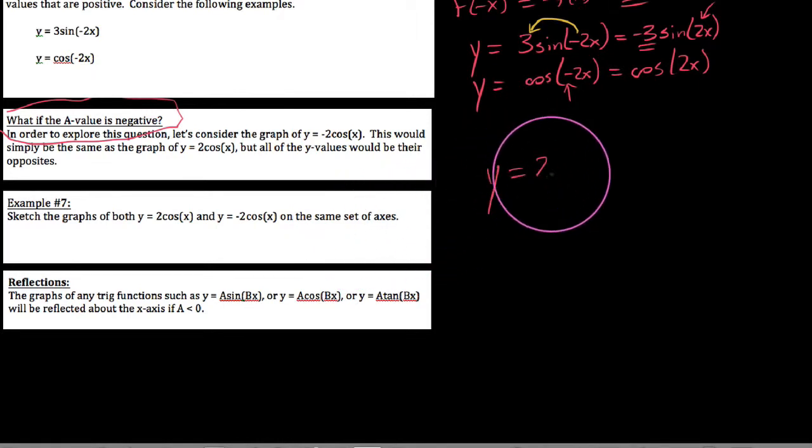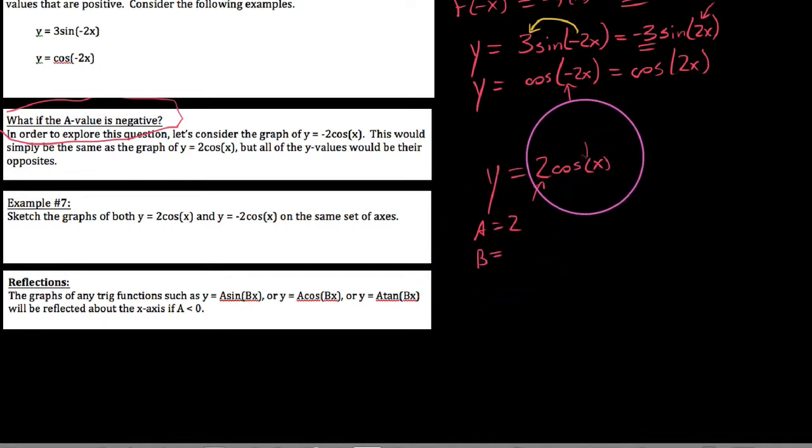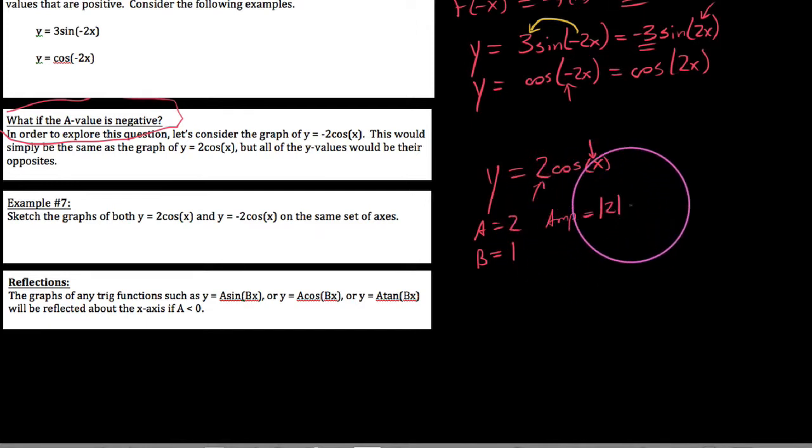We'll start with y equals 2 cosine of x, since we're really comfortable with cosine graphs at this point. Identifying a few things first: the a value, the one up front, is 2. The b value, the coefficient of x, is 1. The amplitude is the absolute value of a, which is 2. The period is the normal period of the graph divided by b.